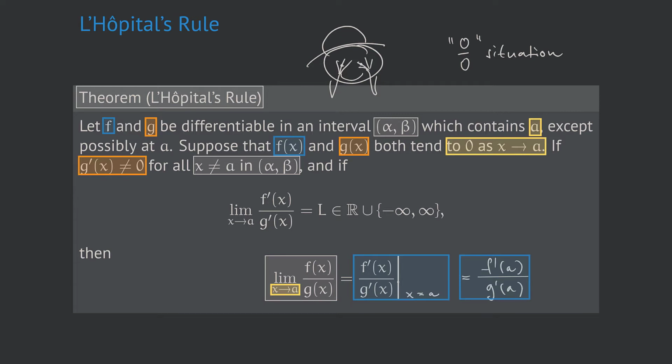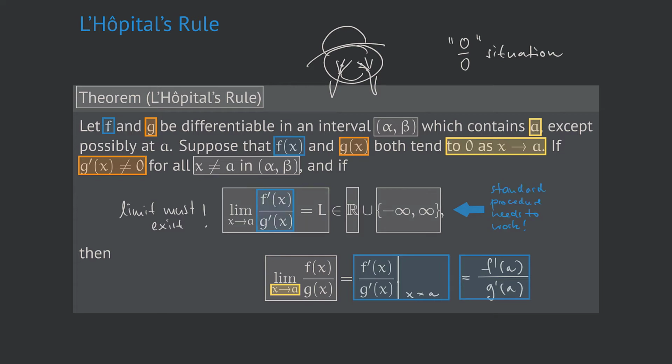Of course, this only works if the limit of the quotient of these two derivatives exists, where by an existing limit we either mean a limit which is in the real numbers or negative or positive infinity. Loosely speaking, this condition means that our standard procedure of finding limits needs to work for this new quotient. However, if it doesn't work, we still don't need to worry, because then we simply apply L'Hôpital's rule another time. It will get clear in the examples what I mean.